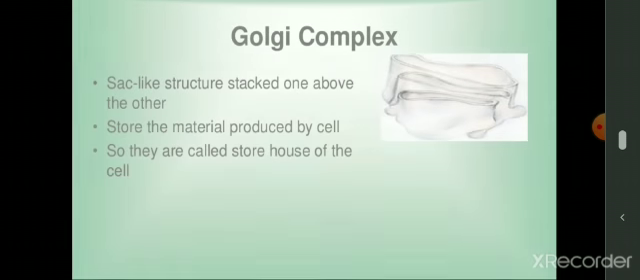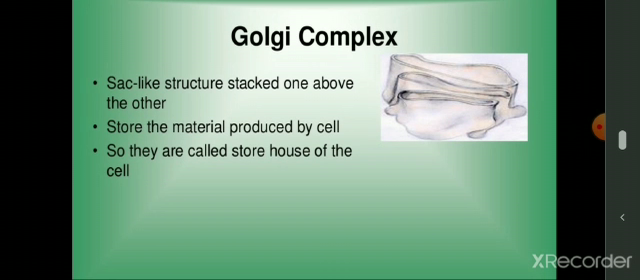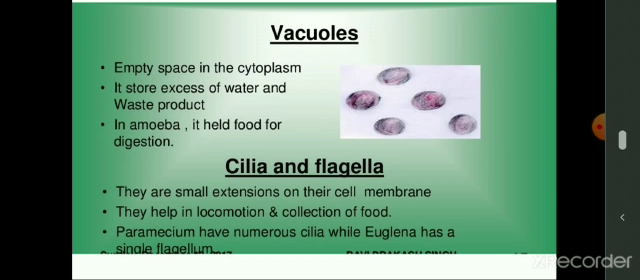Now there is another important structure called Golgi bodies. These are sac-like structures lying one above the other. Like sacs, bags, they are just like bag-like structures. They change the structure of the proteins made by ribosomes and then transfer them onward. They store the material produced by the cell, like proteins which are manufactured by the ribosomes, inside the Golgi complex.